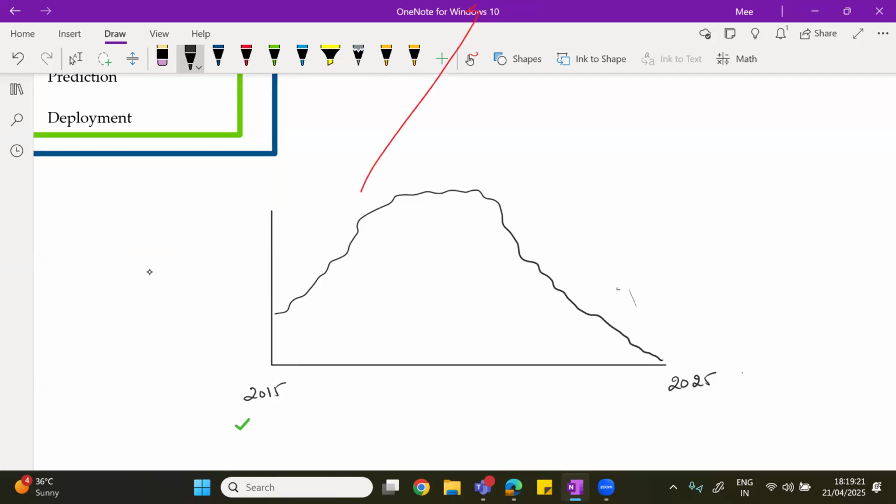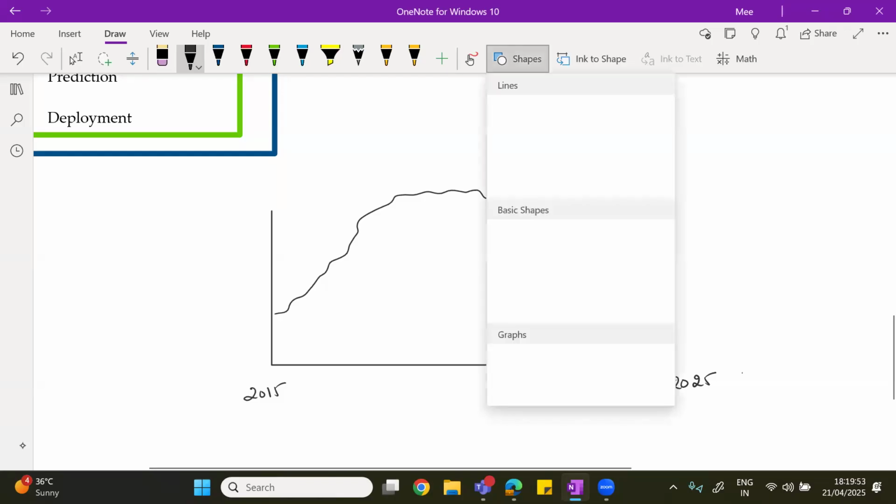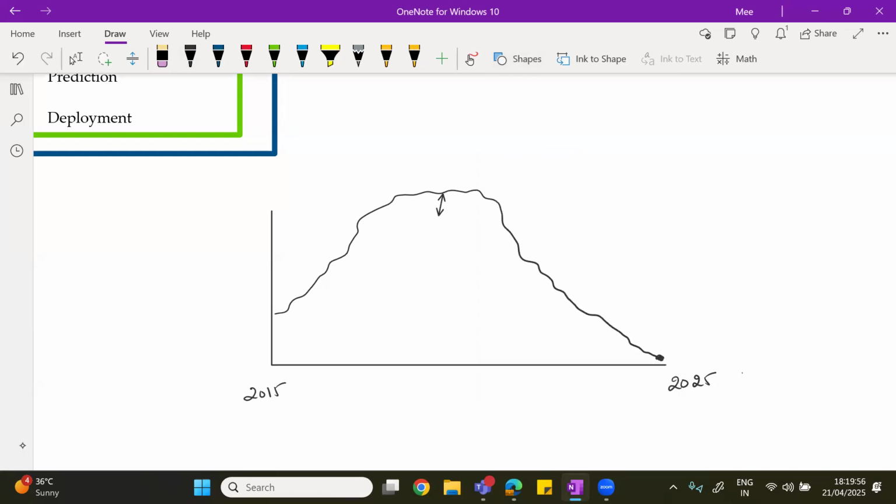Guys, please stop writing it. Here you are, your business is now at the lowest point. This is your graph. At this point, maybe around 2019 or 2020, your business was really very good. Then afterwards, it is falling down.